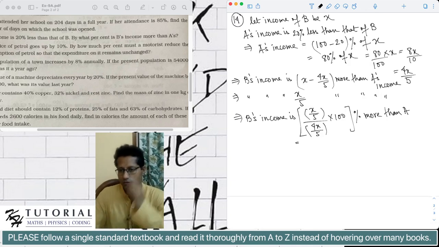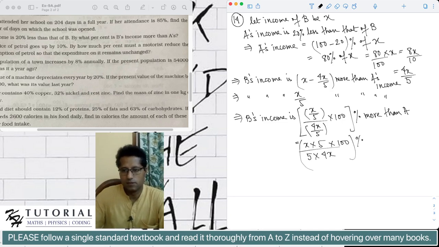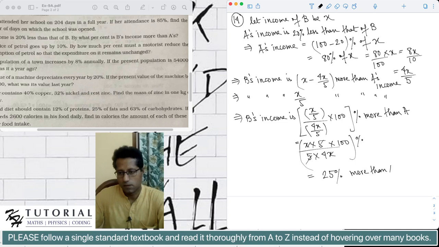This is equal to, if you simplify X by 5 divided by 4X by 5 multiplied by 100, this is equal to X multiplied by 5, 5 multiplied by 4X multiplied by 100. This is the percentage. 5 cancels out, X cancels out, so 25% more than A's income. So B's income is 25% more than A's income.